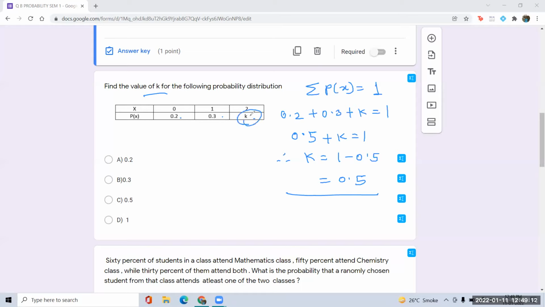That will give you the answer of K. So the correct answer is 0.5 over here. And different values can be given over here. The easiest way is add the given values and subtract it from 1. That will give you the answer for K.